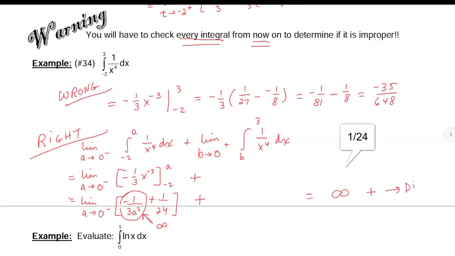Really, this is divergent, and if you hadn't noticed that, you would have worked it out the wrong way and gotten an answer. For our next example, you should be aware that natural log x is undefined at 0. So immediately I'm going to set up a limit as t approaches 0, and look at your number line, 0 to 1. So we're going to head to 0 from the right. That's why I'm going to put a plus sign there for my one-sided limit. And now it'll be written as the integral from t to 1.